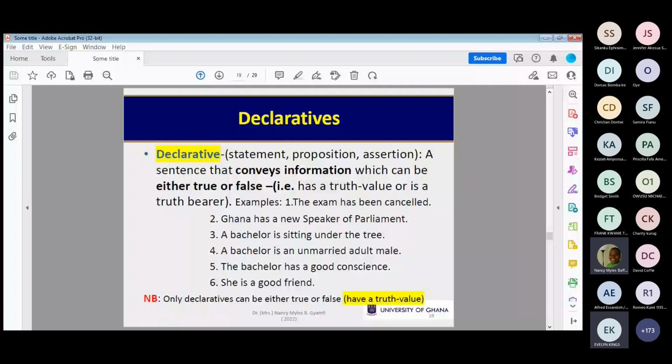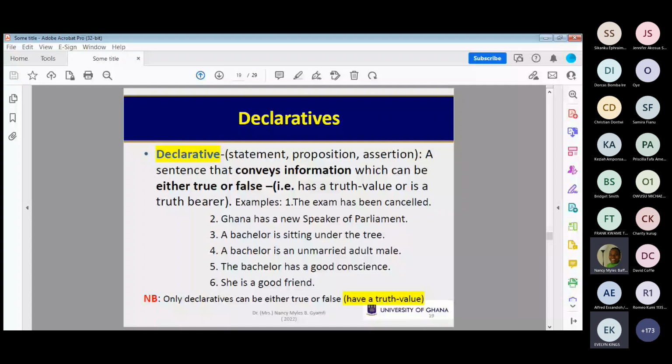So you will realize that by the time we finish, you take note that all the linguistic expressions we will engage do not have truth values. All of them. There is only one that has a truth value. That is what? Statement, the one we have written on our screen now. Declarative. It's only declarative that has a truth value. That means if you have a declarative, then you can respond true or false to it. It bears truth. So only declarative. Take note down there. Only declaratives can be either true or false.